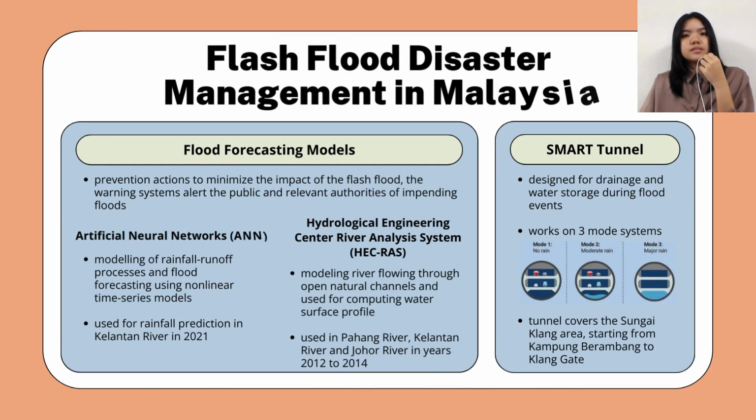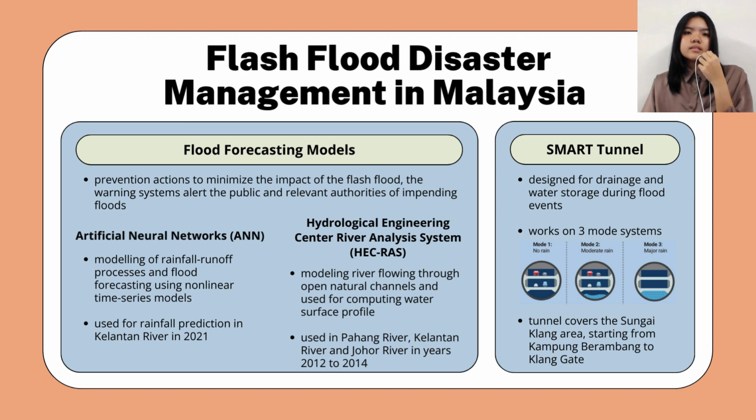Now let's move to the flash flood disaster management in Malaysia. From our research, there are two methods that have been applied in Malaysia, which are the flood forecasting model and also the smart tunnel. The flood forecasting model is a preventive action to minimize the impacts of flash flood. The warning system alerts the public and relevant authorities of impending flood. There are two models popularly used in Malaysia, which are artificial neural networks (ANN) and also Hydrologic Engineering Center River Analysis System (HEC-RAS).